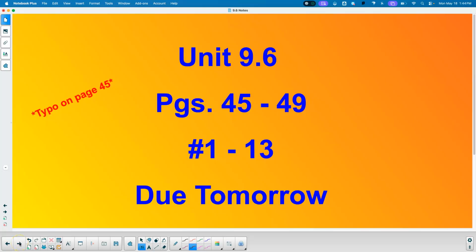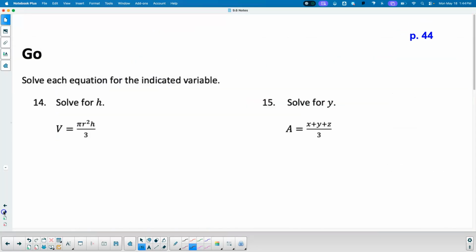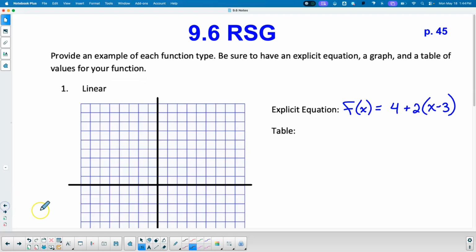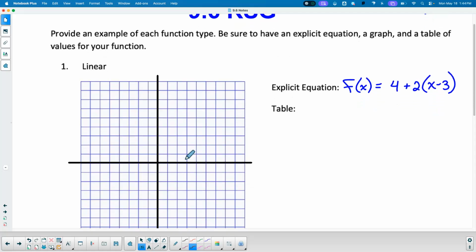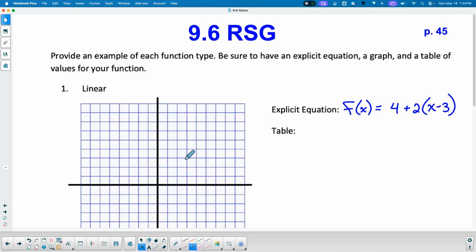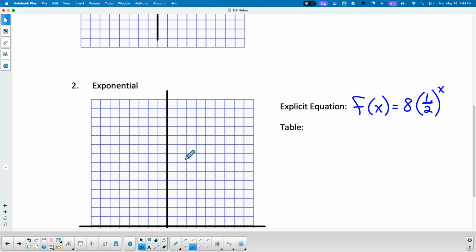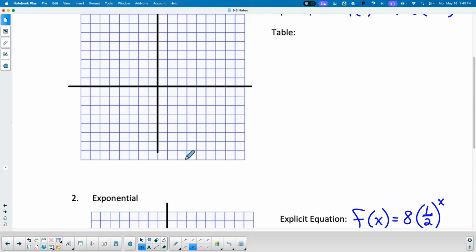All right. Let's take a peek at our homework for tonight. On page 45, it doesn't give you what the explicit equation is for that one. So we would like you to graph this explicit equation, please. F of x equals 4 plus 2 times the quantity x minus 3, for number 1. For number 2, we would like you to graph this one. F of x equals 8 times 1/2 to the x power.